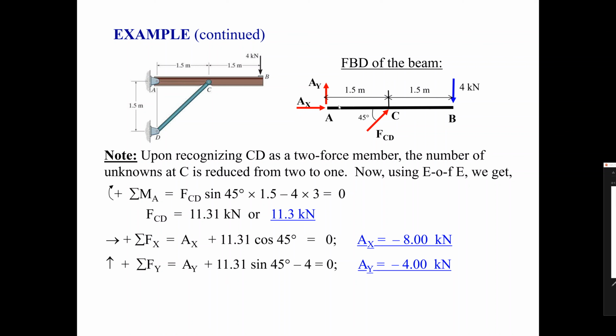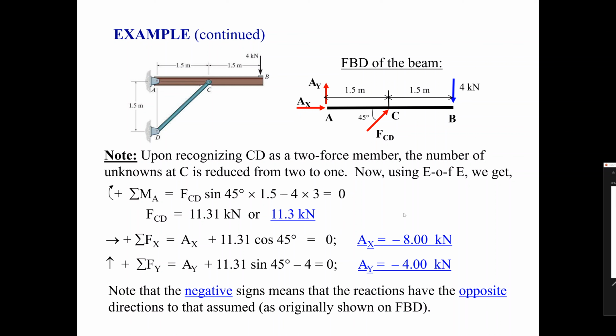Okay. Well, we do the same thing for the Y. We have a positive AY. We have the Y component here, and this is all in the Y direction, so this is a negative going down. So we have one positive here, and a negative value here. So AY plus the Y component of the force FCD, and we subtract out 4 kilonewtons going down. We solve for this, and we come up with minus 4 kilonewtons.